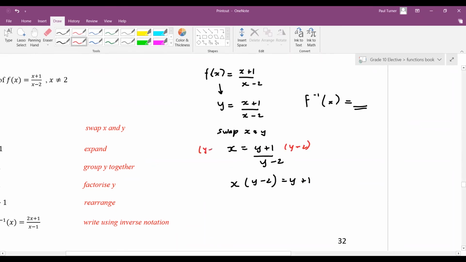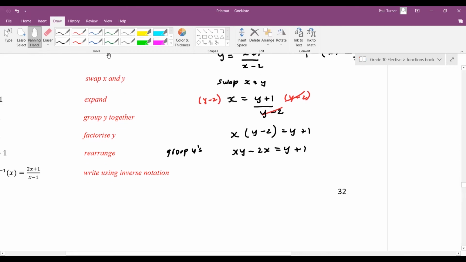Y minus 2, cancel that. So now I have this. So now I should expand this here. So I'll get xy minus 2x equals y plus 1. The problem in here is you have two y's. So now we need to group the y's. So let's group them together, because I don't want to have two y's. I need y equals, right? So xy minus y equals 2x plus 1.